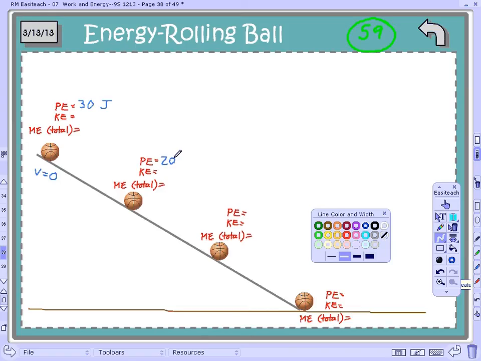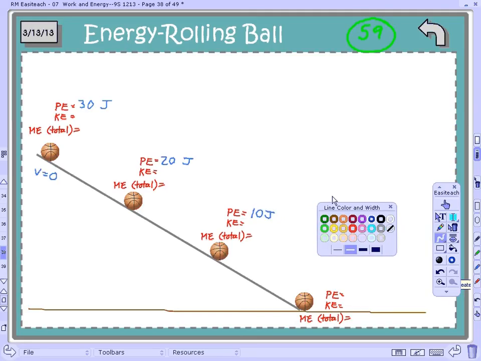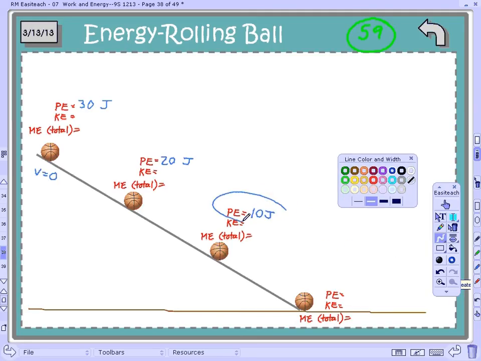That is 20. That's correct. That potential energy is going to be 10 joules right here. And at the very bottom, the potential energy is 0 because it has no height. So you can see the potential energy decreasing from 30 to 20 to 10 to 0.